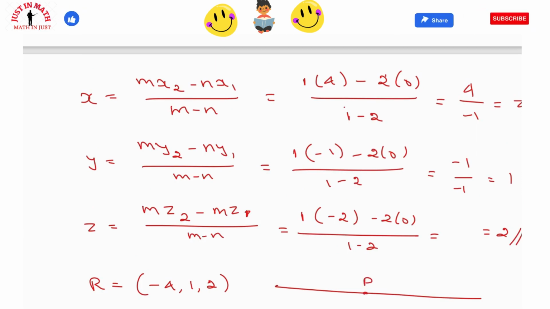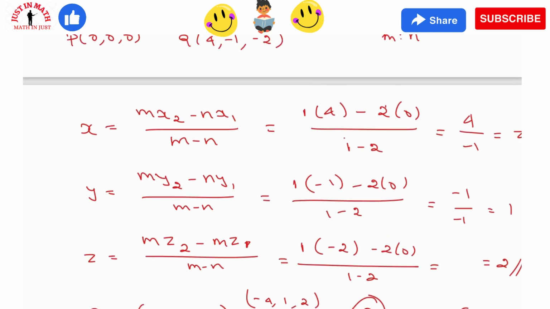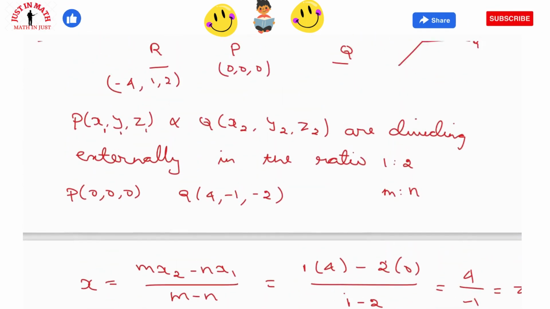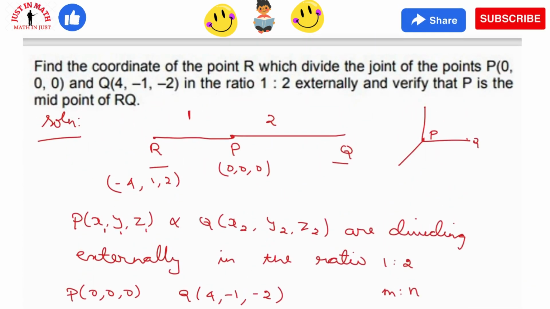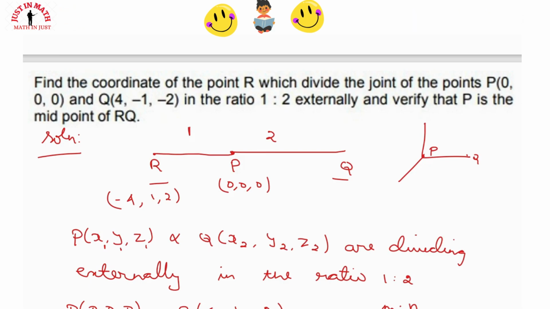Already I said before, the point P is the origin 0 comma 0 comma 0, and already we know Q is 4 comma minus 1 comma minus 2. So if I get R as minus 4 comma 1 comma 2, P is going to be the midpoint. So here we are getting that. So P is the midpoint and we have proved it. I hope you understood this problem, my dear friends.